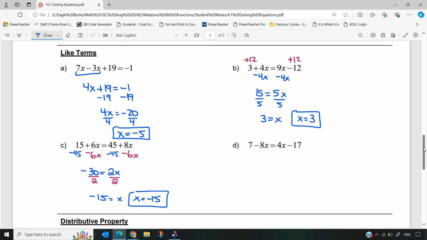To get rid of the 2, I'm going to divide by 2 on both sides, and that leaves me with negative 15 equals x, or x equals negative 15. And for D, notice that I added 8x to both sides of the equation and 17 to both sides of the equation. That left me with 24 on the left-hand side of the equation and 12x on the right-hand side. And then I divide by 12 on both sides. That leaves me with 2 equals x, or x equals 2.